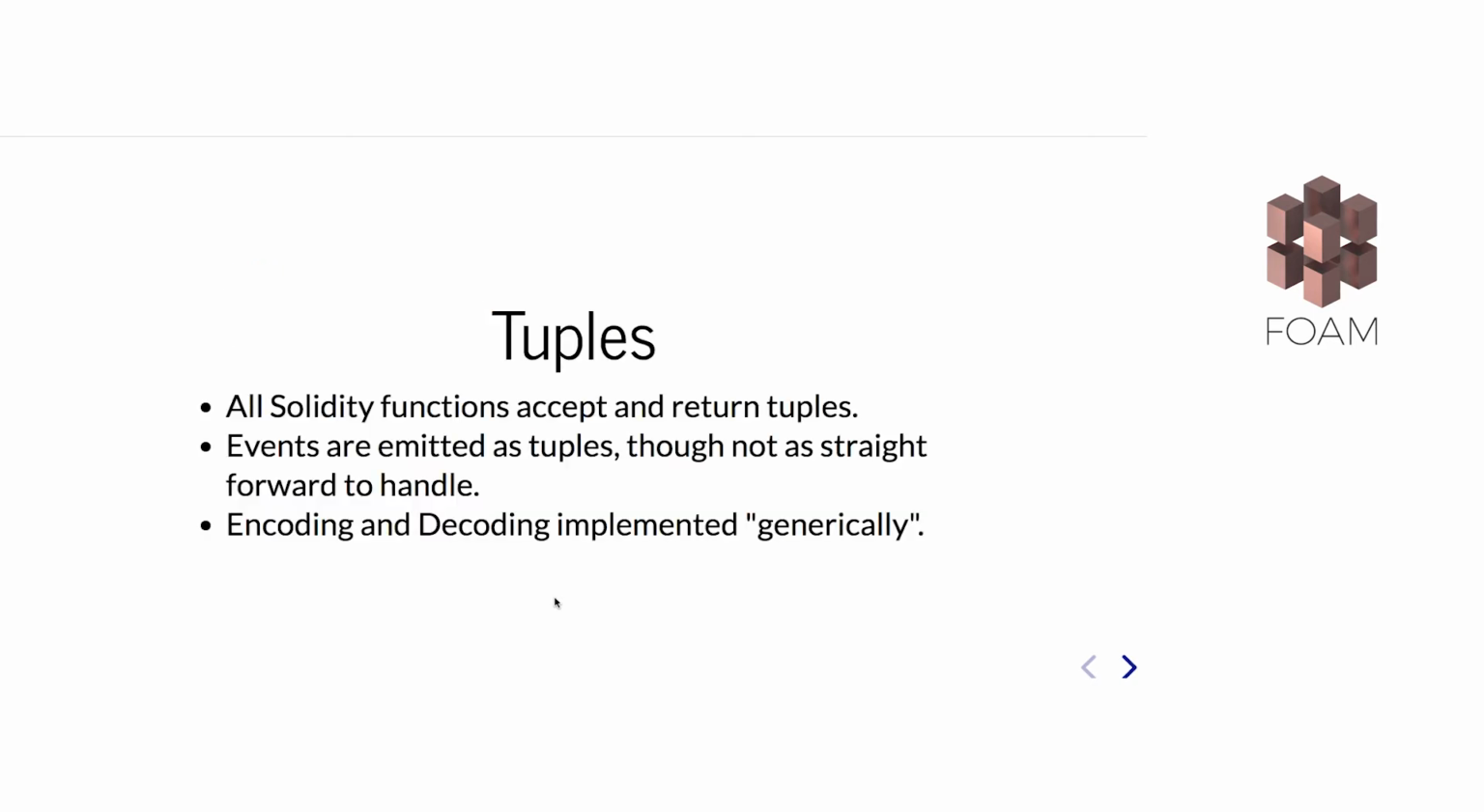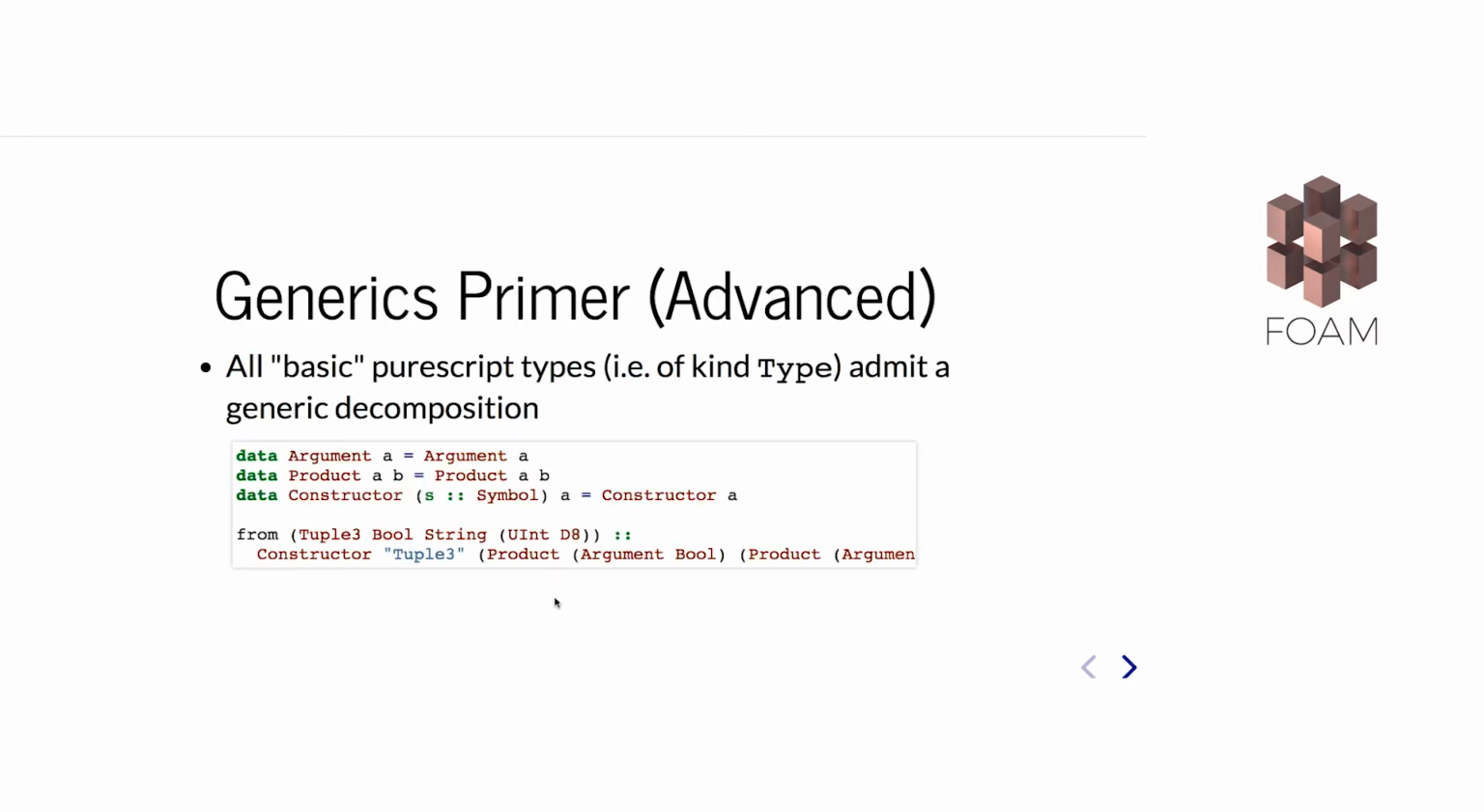Tuples, like I said, all the Solidity functions accept and return tuples, and then events are also emitted as tuples, but that's really complicated because of some decisions that were not mine. Encoding and decoding is implemented generically in our library. But this is pretty sweet because, well, generics, if you don't know what generics are, like I said, every PureScript type is something like a sum of products. So a product is kind of like a tuple and a sum is kind of like either you have this or you have that thing.